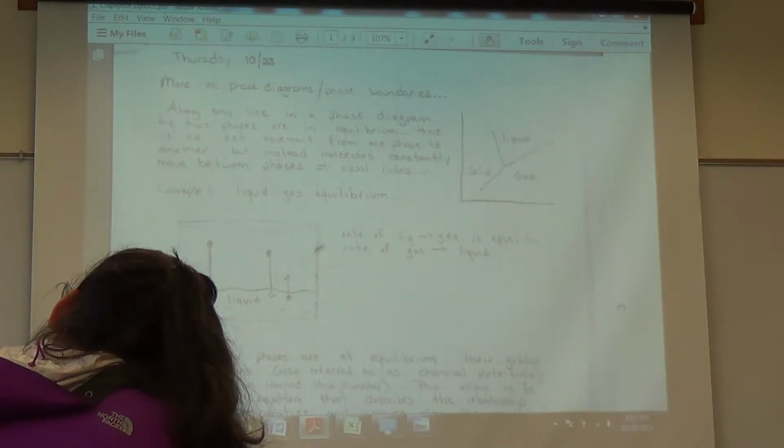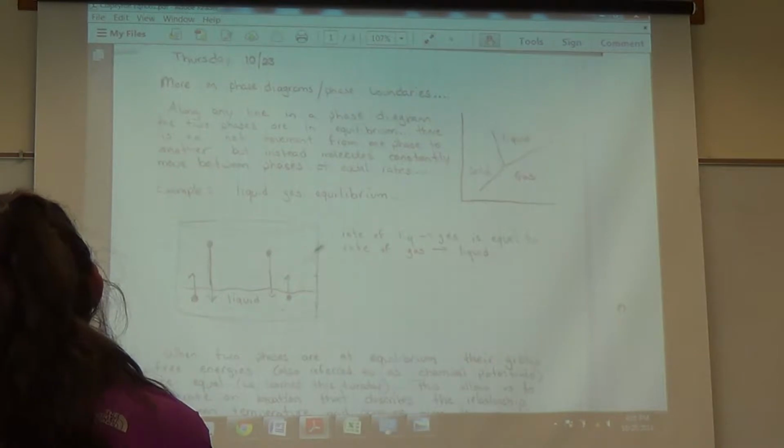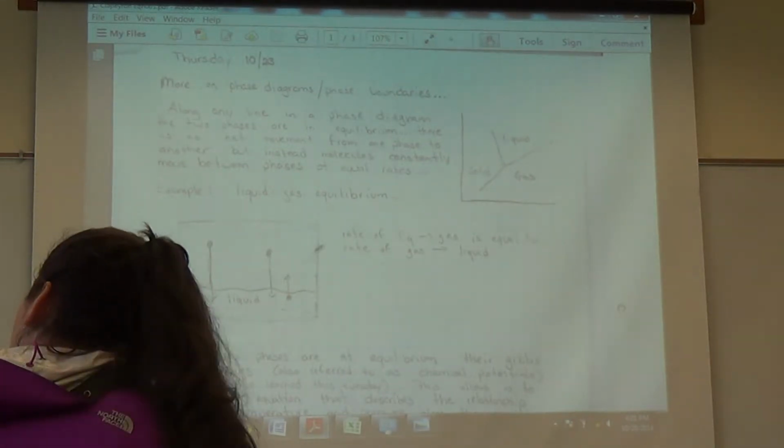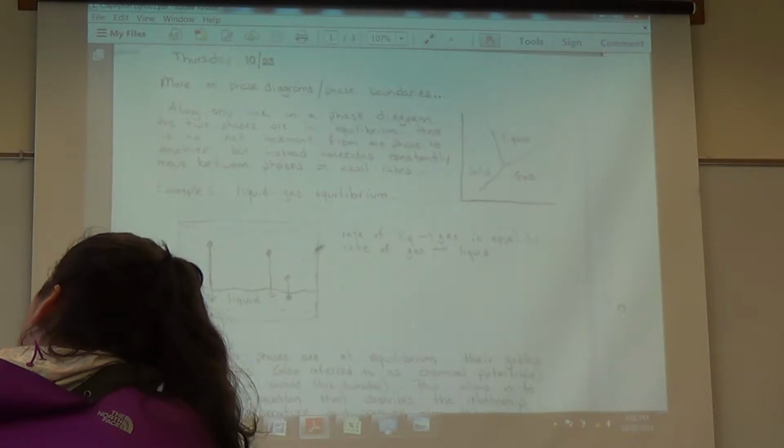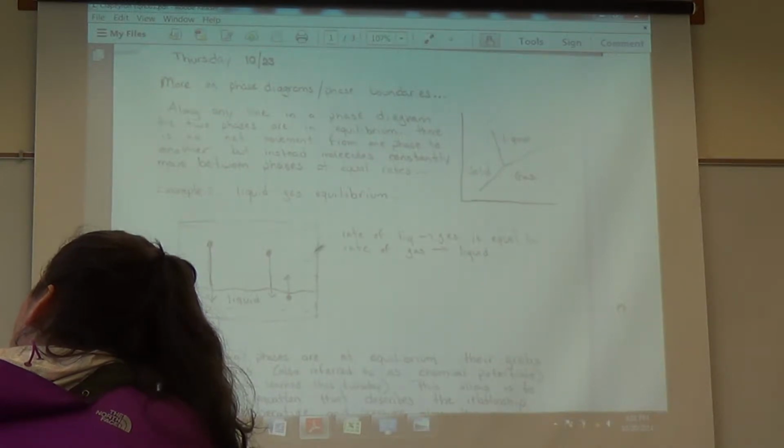Let's think about this. So one of two things is going to happen. Either you're going to reach a new equilibrium, or you're not going to reach a new equilibrium. So I've got a bunch of liquid sitting down here, right? And I pull this piston out. What's going to happen? Well, first I should describe something.